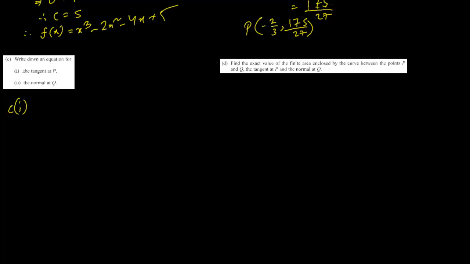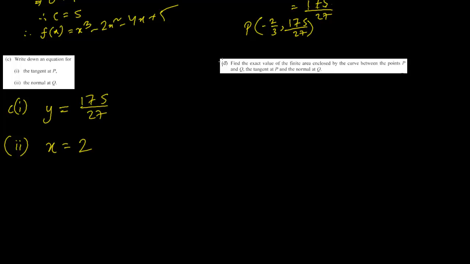So the tangent to P is going to be a horizontal line, so it would be y equals the y coordinate of P, which is 175 divided by 27. That's it. And number 2 is the normal to Q. It would be a vertical line, so x equals the x coordinate of Q, which is 2.